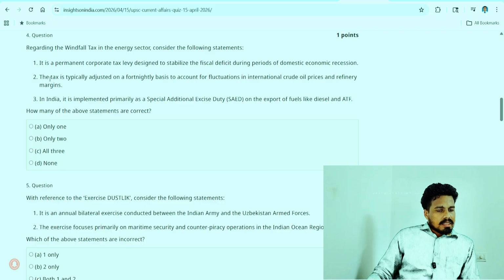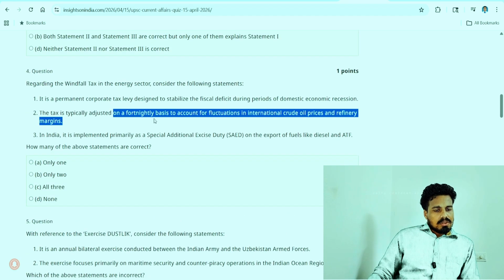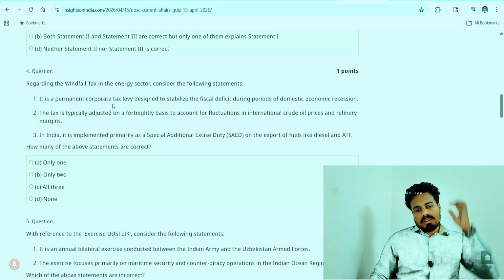The second statement, the tax is typically adjusted on a fortnightly basis to account for fluctuations in international crude oil prices and refinery margins. This should be correct. This is adjusted, it is not permanent. So it is adjusted on a fortnightly basis.